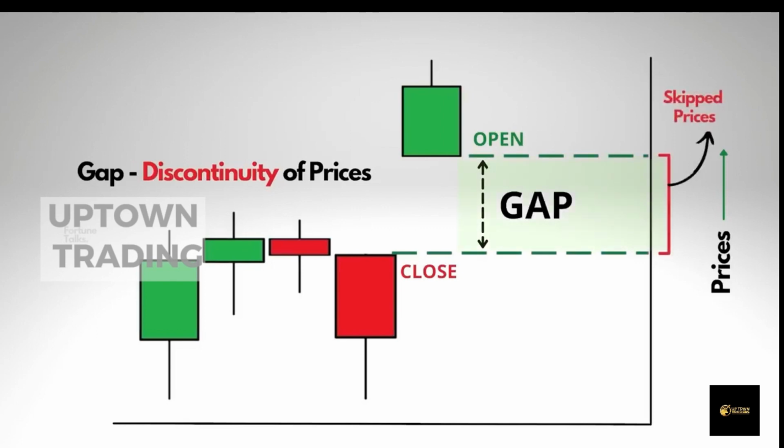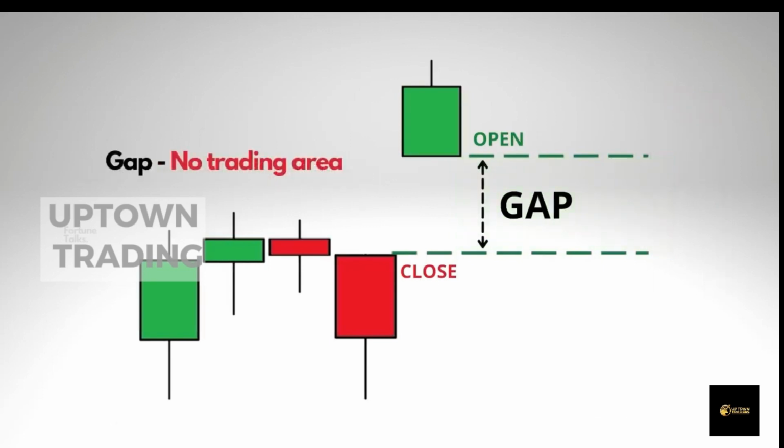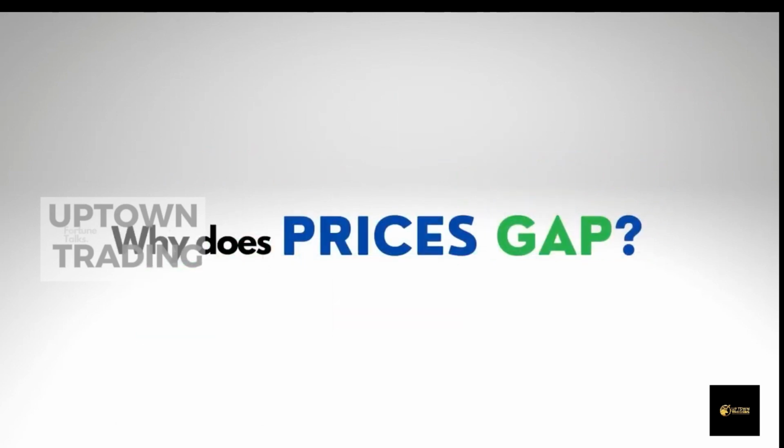A gap occurs when the prices skip between two trading periods, that is, skipping over certain prices, and so it creates a void on the price chart. Or simply, these are areas on the chart where no trading activity has taken place. Now you will have a question in your mind, why do gaps occur in the market in the first place? Now there are a few reasons as to why gaps occur in the market. Let us look at the reasons one by one.